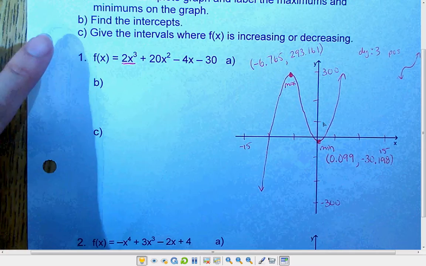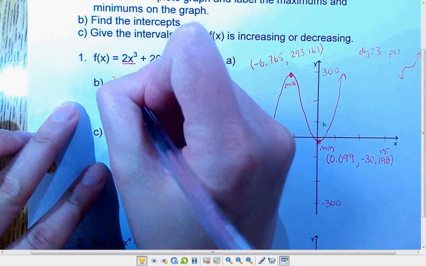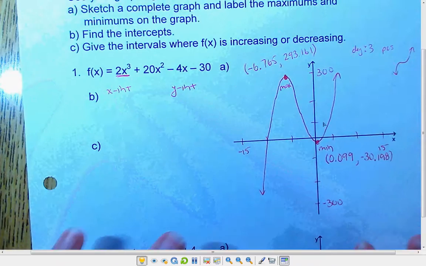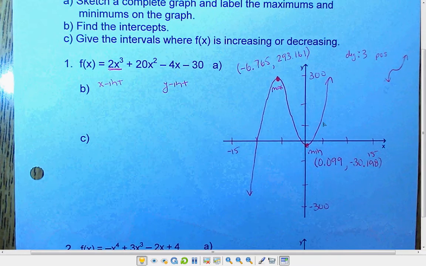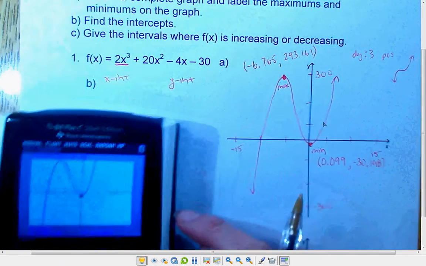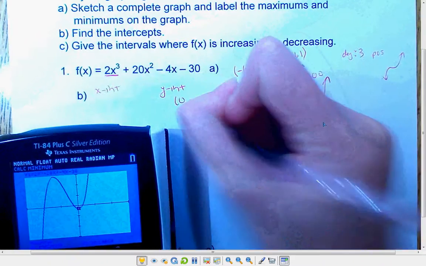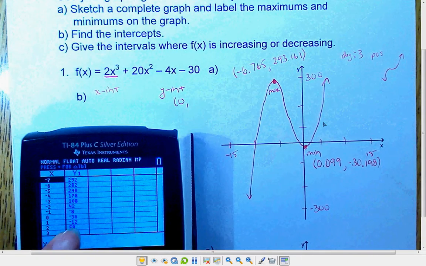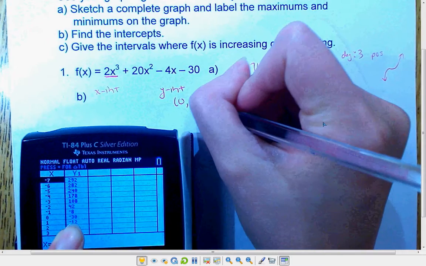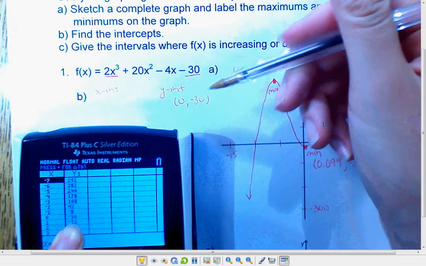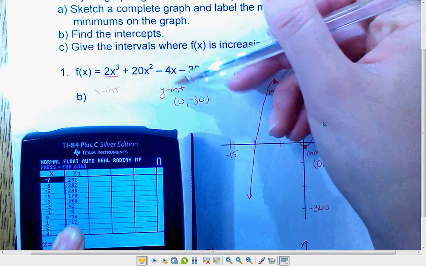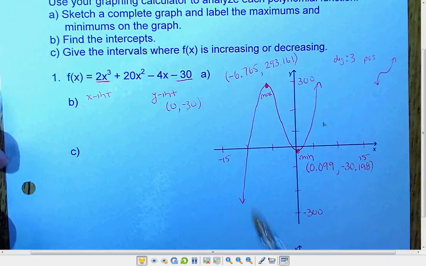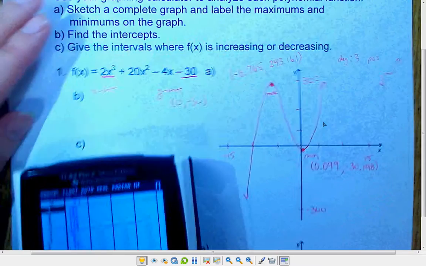Now the next thing we're going to do is find our intercepts. So we're going to need to find both our x-intercepts and our y-intercepts. Our y-intercept is really easy to find because it's just 0 comma something. We could even use our table to find this. At 0, our y value is negative 30. Notice it's also just the constant in your equation. So your y-intercept is 0, negative 30, because if you plugged in 0 for all these x's, it would give you negative 30. Our x-intercept is a little bit trickier.